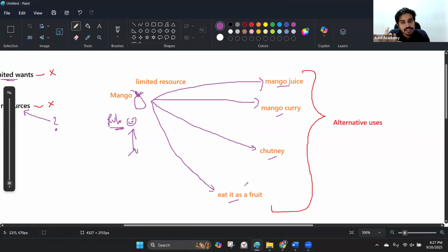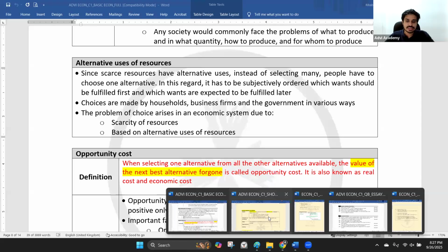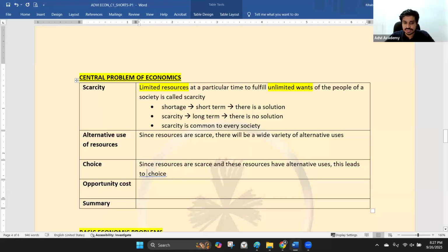One to make it as a juice, the other one to make it as a curry, the other one to make it as a chutney, and the other one to eat it as a fruit. He has to have 4 mangoes. But because he has only one, that is why there's only one choice. So that is why we are saying, right? In the short note, I'm going to come back and say, since resources are scarce and these resources have alternate users, this leads to the problem of choice. He has to pick one.